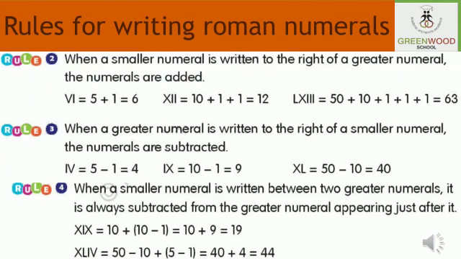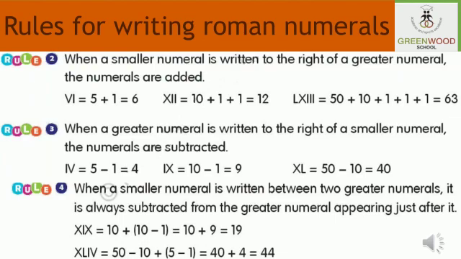Rule number 4. When a smaller numeral is written between two greater numerals, it is always subtracted from the greater numeral appearing just after it. For example, XIX. X means 10. IX means 9. So, 10 plus 9 is equal to 19.